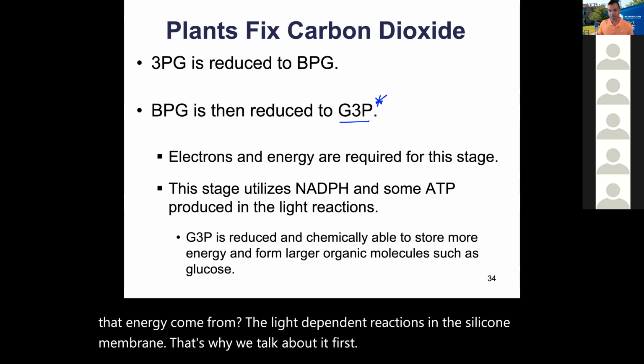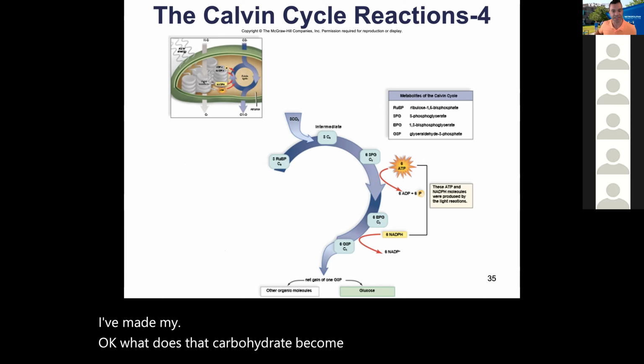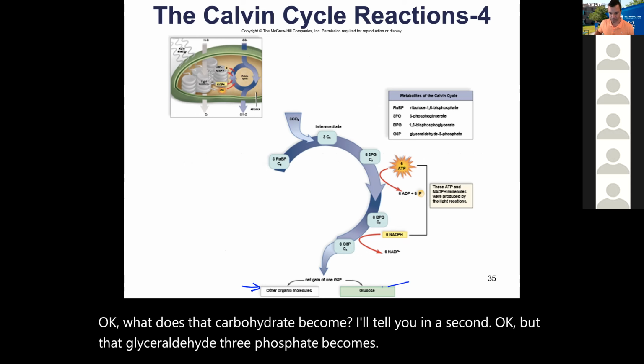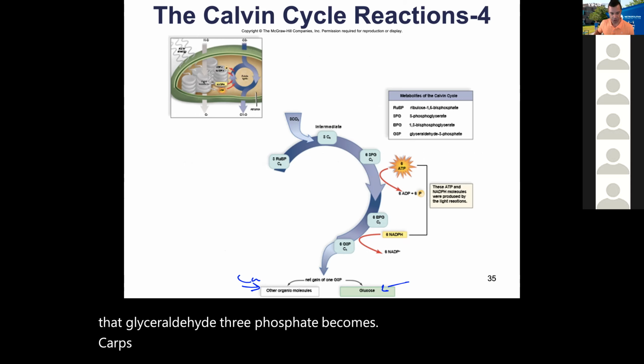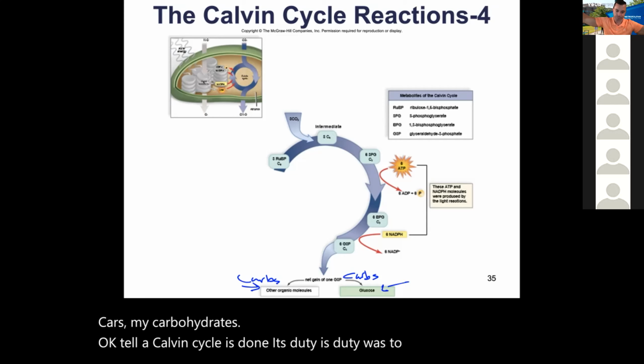So now I've made my carbohydrate. Okay. What does that carbohydrate become? Well, I'll tell you in a second. But that glyceraldehyde 3-phosphate becomes carbs. My carbohydrates. Ta-da! Calvin cycle has done its duty. Its duty was to make carbohydrates.